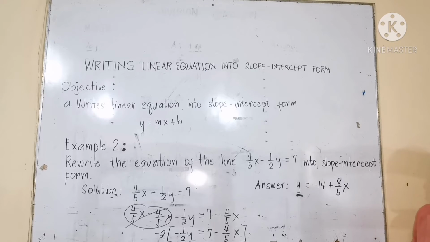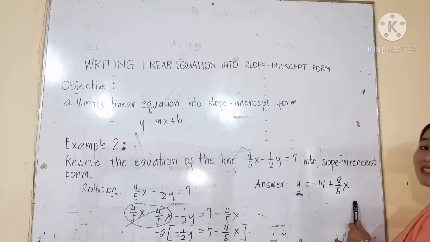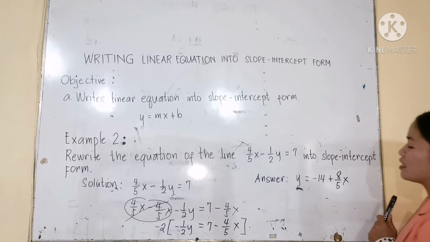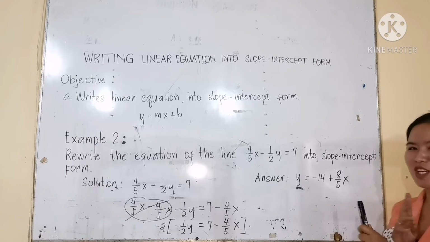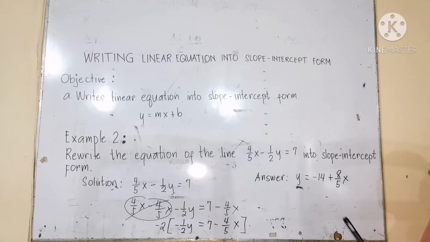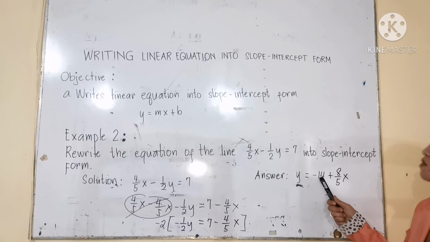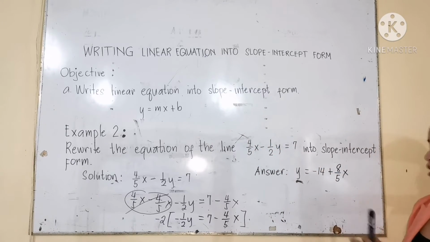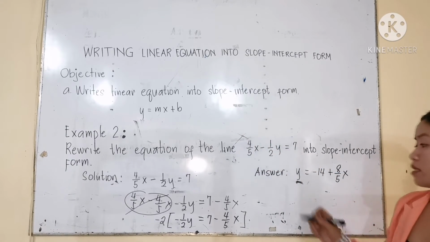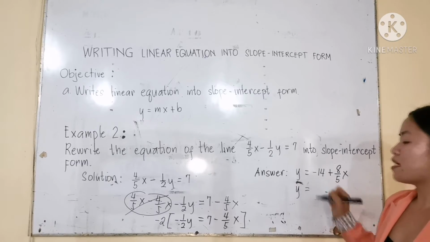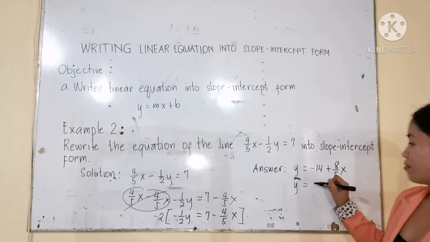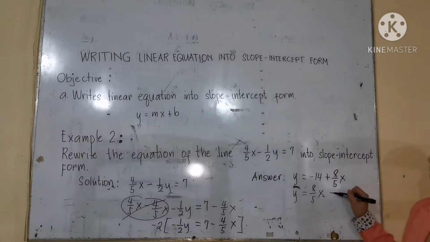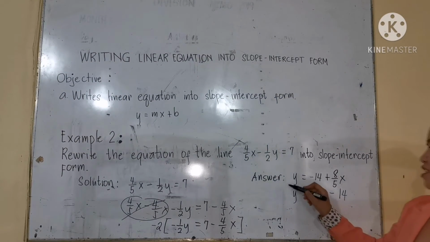Are we done? Take a look at the equation. Yes, we are done. Just a little switching will be done here. The slope should come first before the y-intercept, which is negative 14. So we're going to arrange it: y equals 8/5 x minus 14.